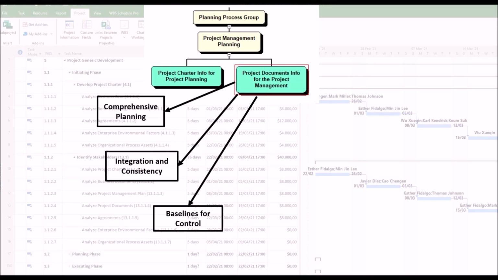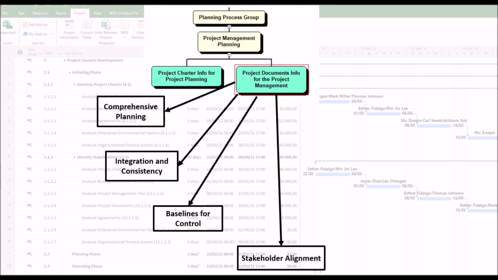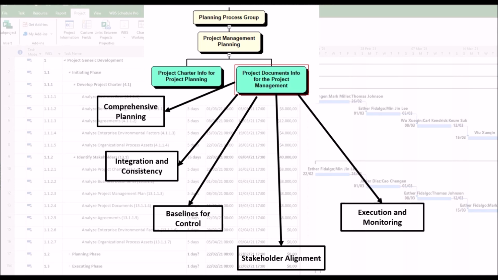3. Provides baselines for control. Outputs such as scope baseline, schedule baseline, and cost baseline become part of the project management plan, serving as reference points for monitoring and controlling the project. 4. Supports stakeholder alignment. By incorporating outcomes from stakeholder engagement, communications, and risk management, the plan reflects stakeholder expectations and risk tolerance.